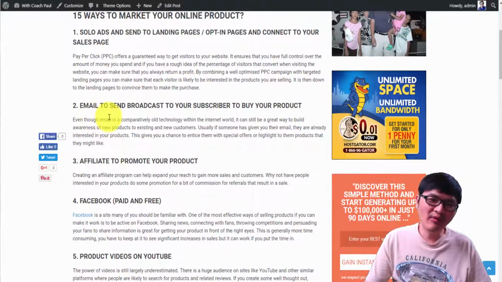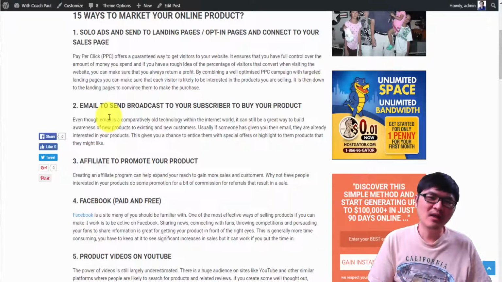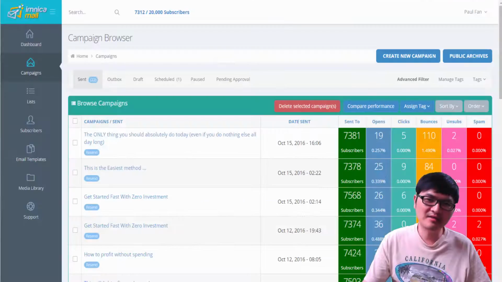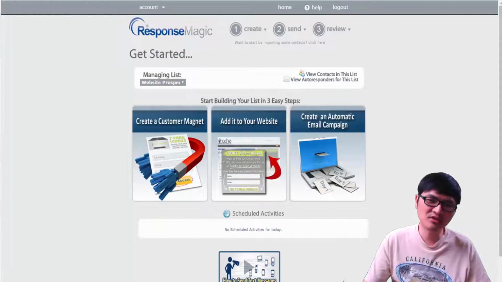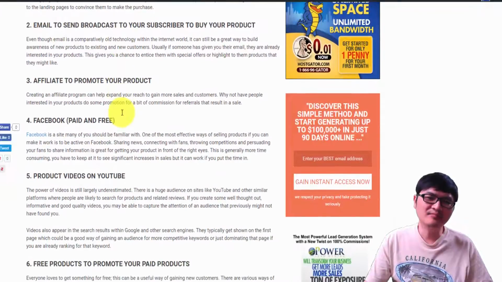And second is email broadcast, because we know that internet marketing has two main components. The first one is traffic, which we just talked about, and the second component is email marketing. So that's why it's very important to send email broadcasts to subscribers. For example, I use Aweber, GetResponse, Unicomail, and Response Magic. These are all email programs I use actively every day to send broadcasts to subscribers so they buy the product, and that's what I did.